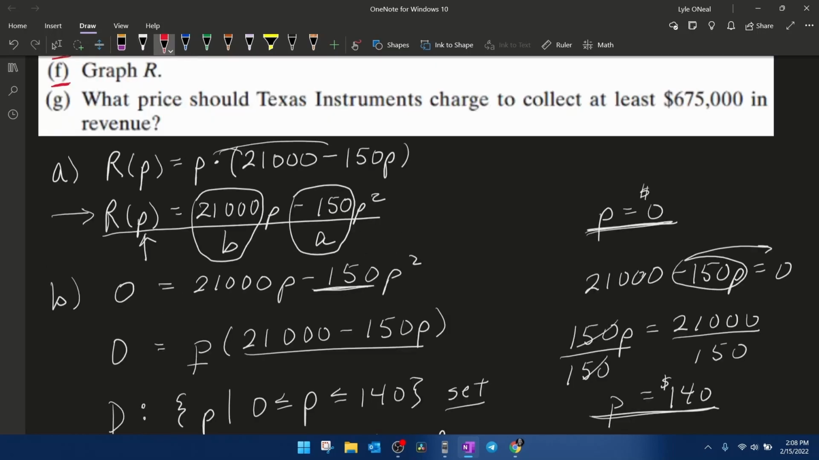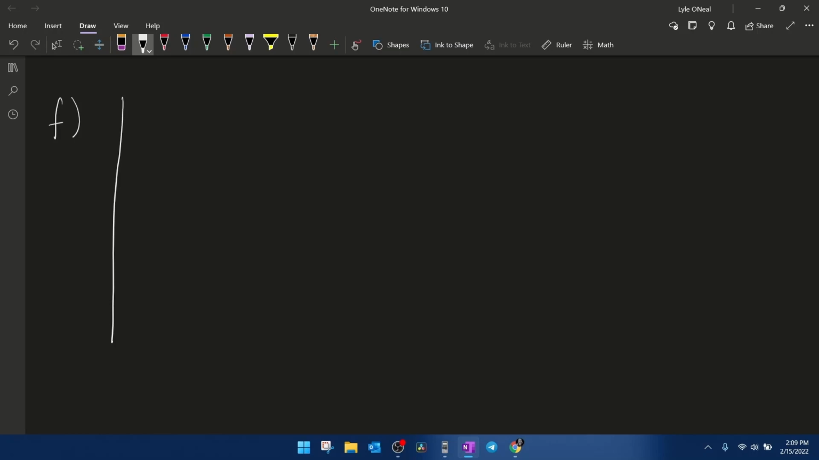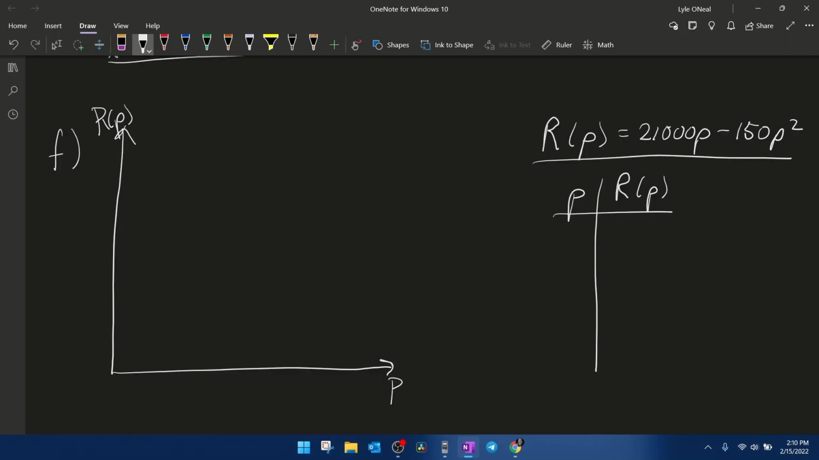Part F, Graph R. I think we have enough information to graph R with what we've already determined. So what we know is that we're going to have a coordinate system like so, X and Y, but remember X and Y in this case are P and R of P, where the lowest that we would set the price to is $0, and we calculated the maximum price to be $140. Now, of course, one of the things I could do is I could, with my function, make a table of values and generate some ordered pairs. I do intend to do that with the minimum and maximum value.